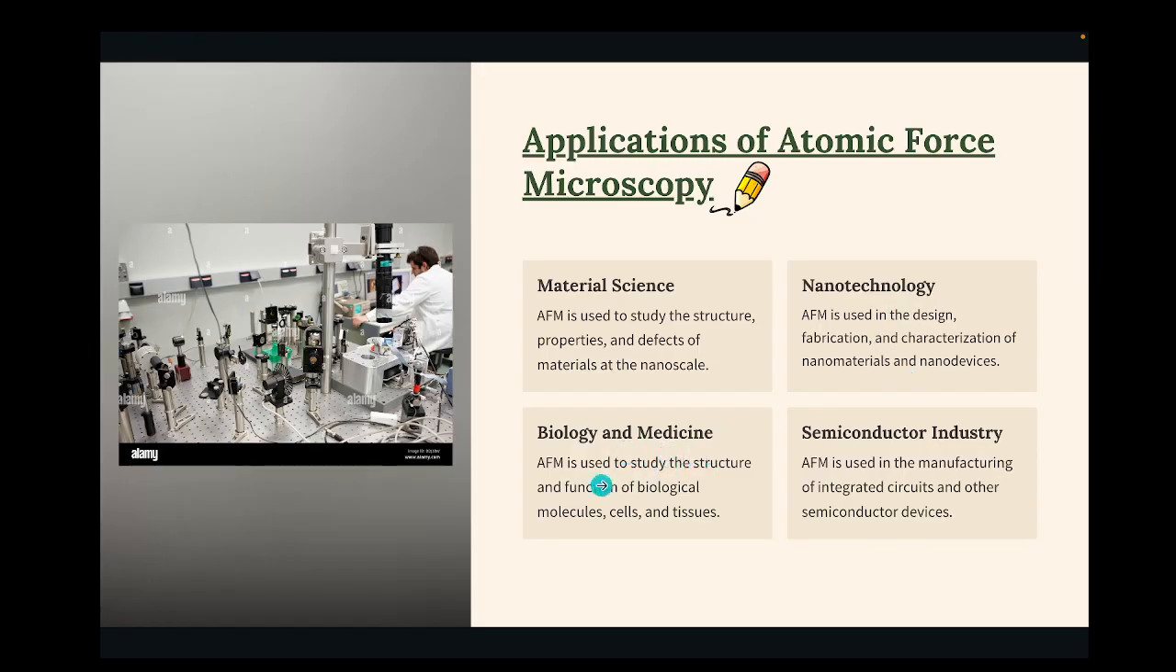Biology and medicine: it is used to study the structure and function of biological molecules, cells and tissues. Semiconductor industries: AFM is used in the manufacturing of integrated circuits and other semiconductor devices. In the upcoming slides, I will show you how the semiconductor industry uses this AFM. The image shows the circuit diagram of the semiconductor.